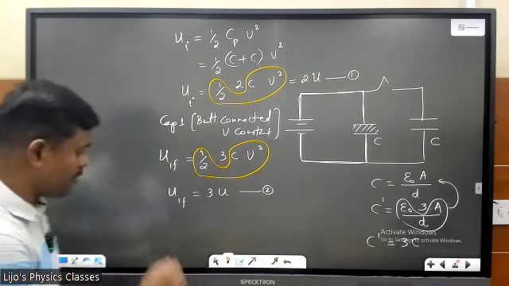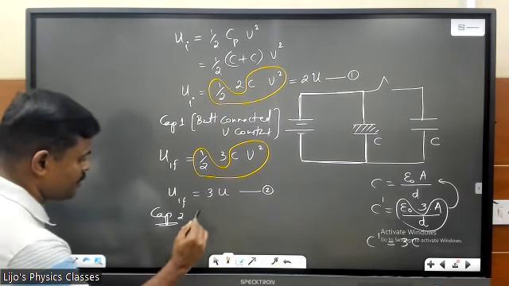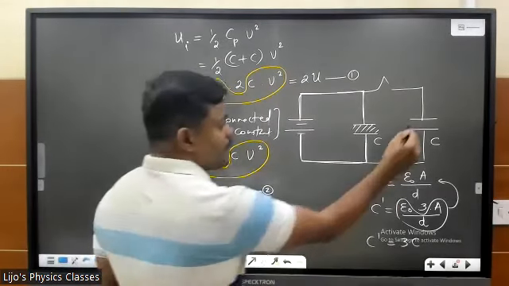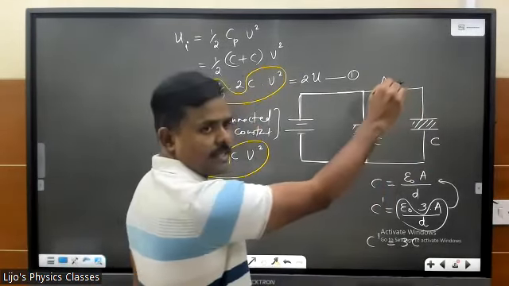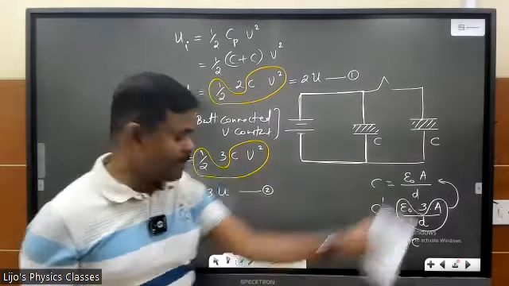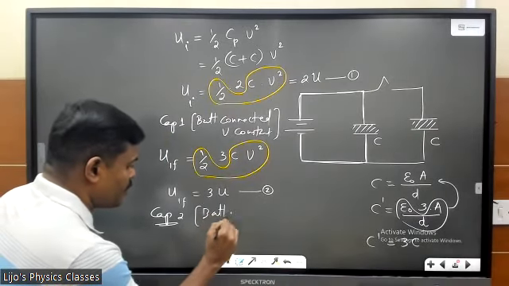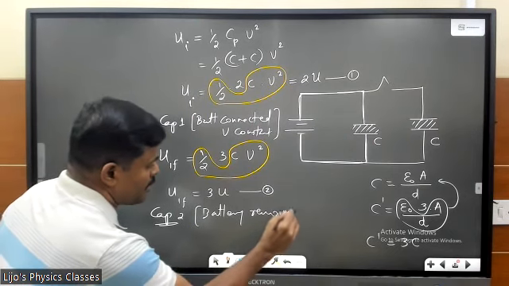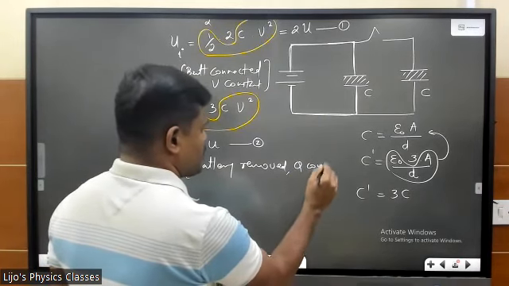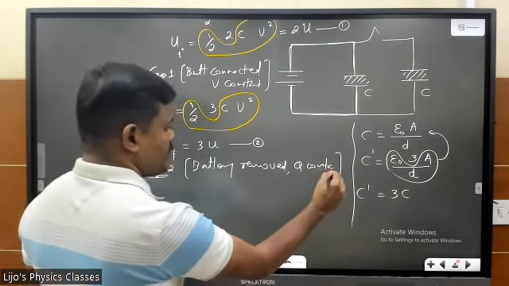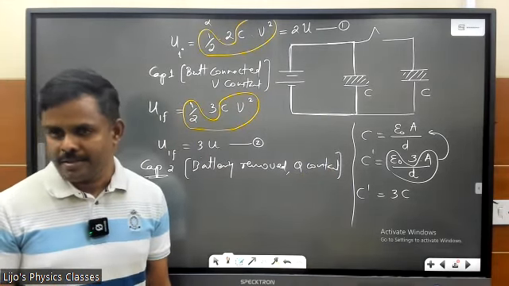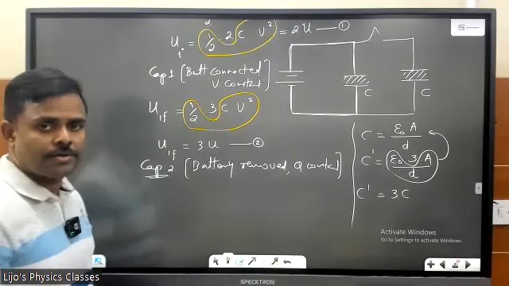Okay. Now I have to think about capacitor number 2. What about capacitor number 2? As far as second capacitor is concerned, look at that. Battery is removed. It is battery disconnected. You have a broken path there, right? Battery disconnected means you can write battery removed. Battery removed means what? Battery removed means voltage charge must be constant. Q is constant. We did it now, right? Charge is constant. When battery is removed, charge must be constant. Correct?